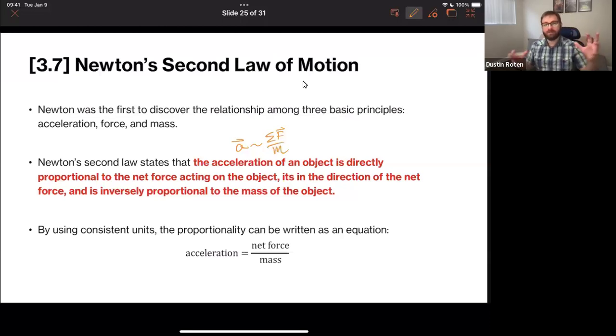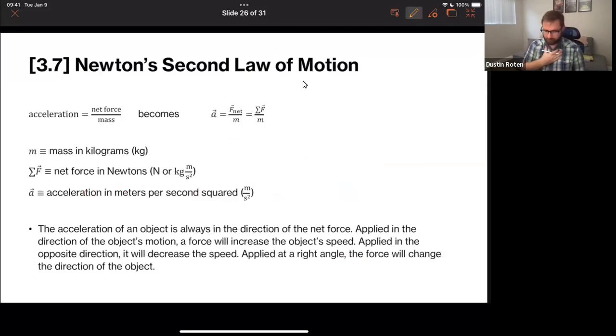Okay, so we literally just smashed all these things together, and look at what we have. If we use the right units, instead of just writing this as a proportion, we can write it as an equation. So it turns out we can state Newton's second law in an equation. So this is Newton's second law. Acceleration equals net force over mass.